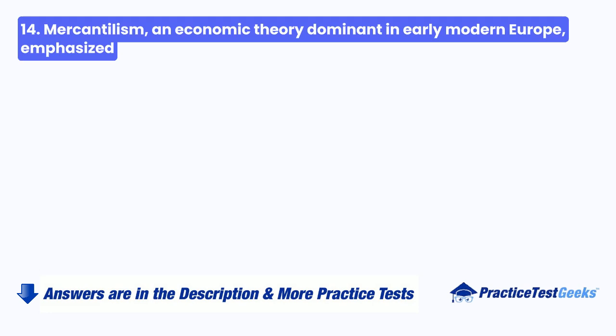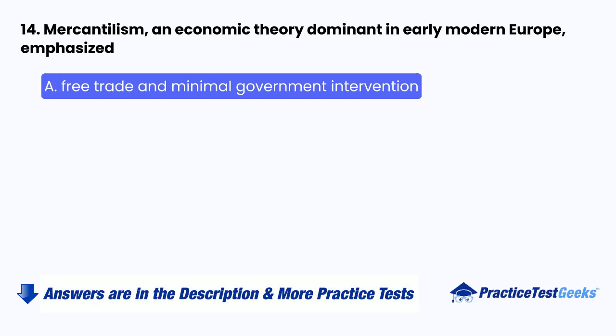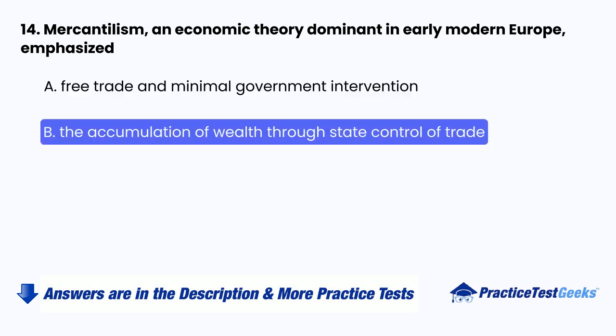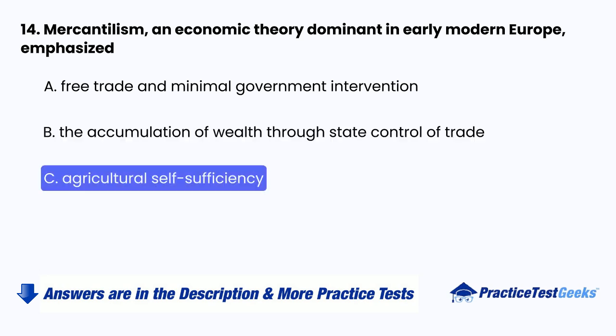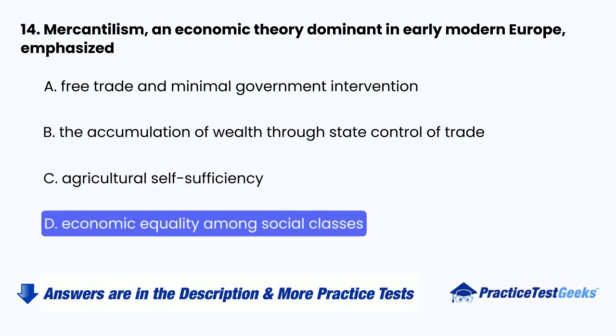14. Mercantilism, an economic theory dominant in early modern Europe, emphasized: A. Free trade and minimal government intervention. B. The accumulation of wealth through state control of trade. C. Agricultural self-sufficiency. D. Economic equality among social classes.